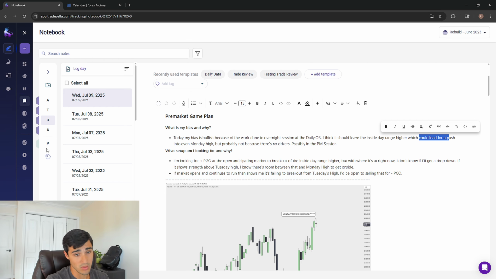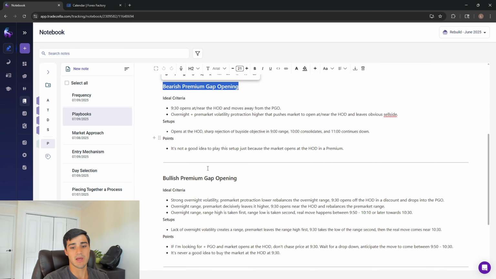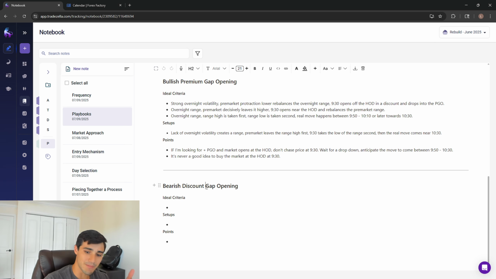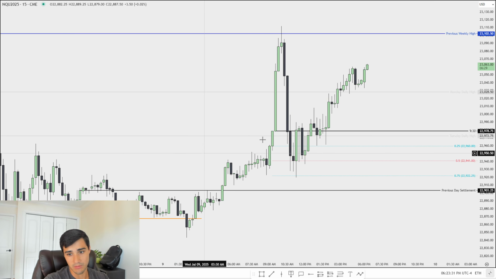So if we go to my notebook, we go to my playbooks, it's basically the same setup, just happening in different ways, like up or down. That's it. So you have a bullish discount gap opening, a bearish premium gap opening, a bullish premium gap opening, a bearish discount gap opening. It's essentially the same thing. Let's go to the market real quick.